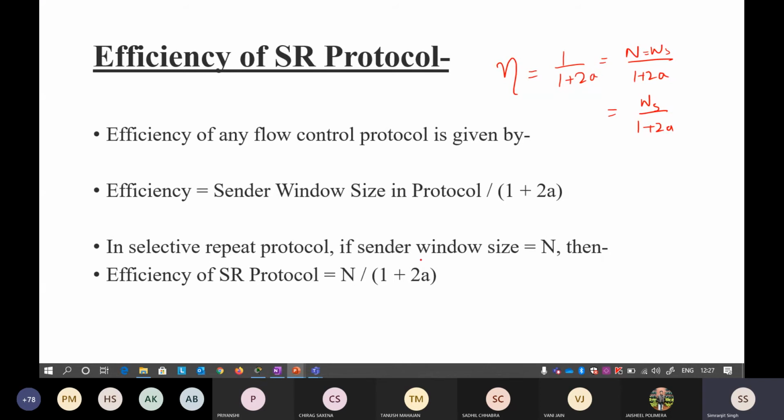In selective repeat protocol, if the sender window size is given as n, I am writing it as ws, but if it is given as n, it will be n over 1 plus 2a. So the efficiency formula is the same. How can you calculate it?